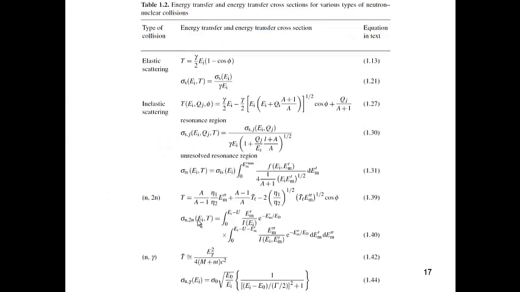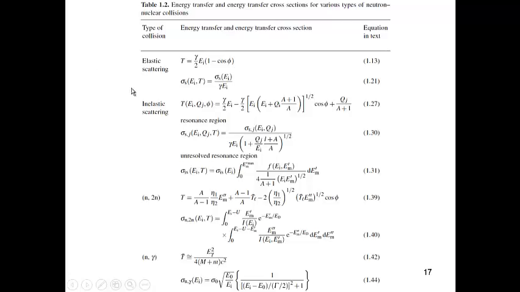So here we're looking at energy transfer and energy transfer cross sections for various types of neutron-nuclear collisions. This is the mathematics of looking at this energy transfer. We're not going to go into that deeply. Over here is the equation in the textbook. You might want to print this table out and look up these equations. They're given here, and read over those sections if you're interested.